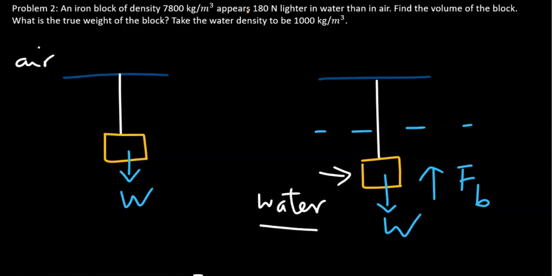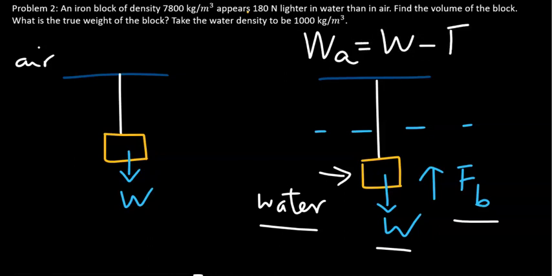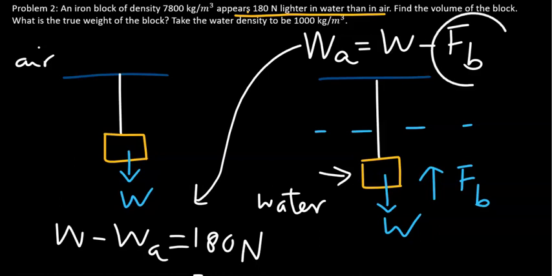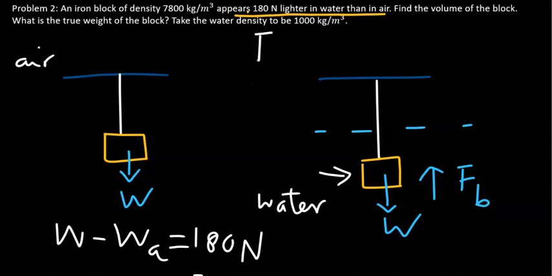And you have two forces acting on this object, the weight and the upward buoyant force. So now the apparent weight is obviously the difference between the true weight and the buoyant force. We are told that the object, the iron block, appears 180 Newton lighter in water than in air. That means the true weight minus the apparent weight is indeed 180 newtons. And from this equation, we see that 180 newtons has got to be the buoyant force. So we can simply write the buoyant force as 180 newtons.